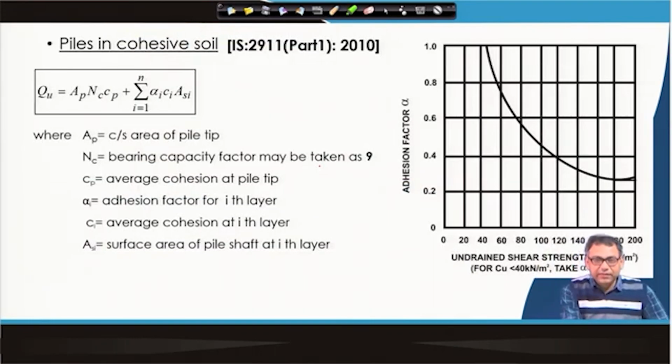Similarly, the IS code also gives the same type of expression, where this is C N_C and then the friction resistance, which is the summation of the friction resistance the pile gets in different layers. Here the adhesion factor chart is given for different undrained cohesion values. If the undrained cohesion value is less than 40 kilonewton per meter square, then you take alpha equal to 1. Alpha is the adhesion factor. Otherwise, you can take the adhesion factor according to the undrained cohesion value.